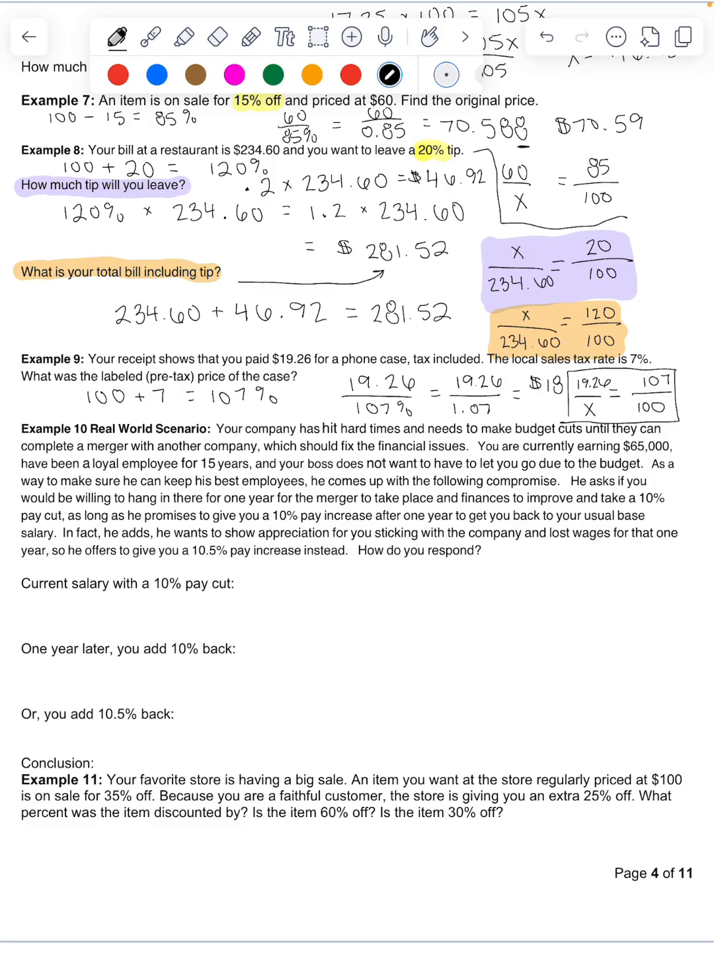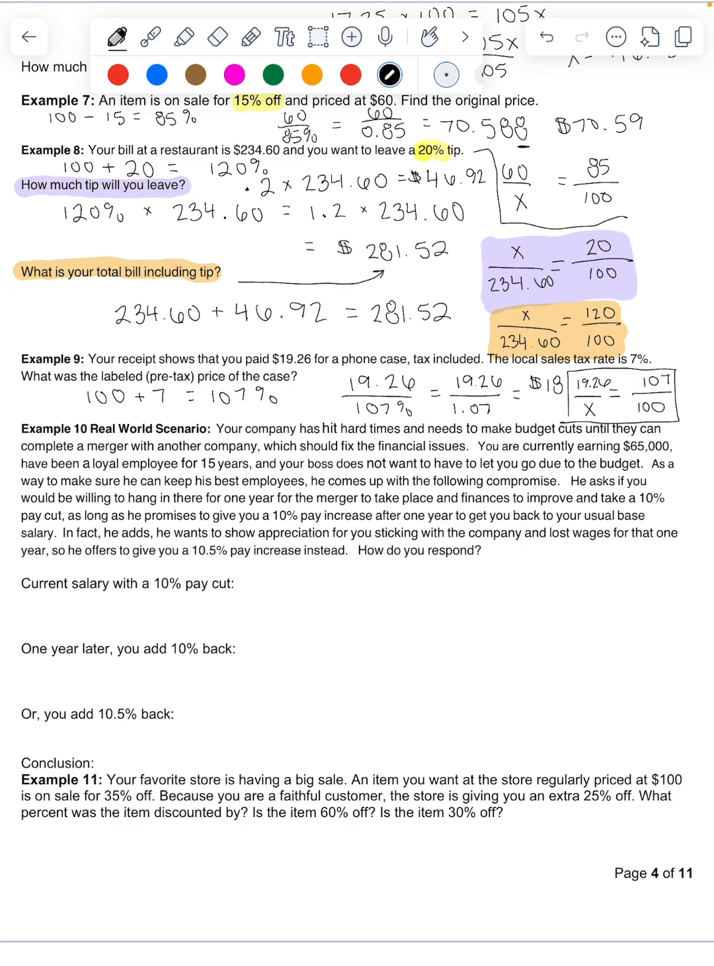Example 10, your company has hit hard times and needs to make budget cuts until they can complete a merger with another company, which should fix the financial issues. You're currently earning $65K, not bad. You've been a loyal employee for 15 years, and your boss does not want to have to let you go. As a way to make sure he can keep his best employees, he comes up with the following compromise.